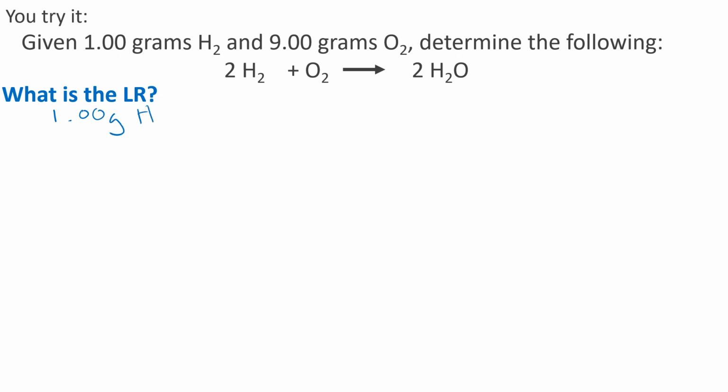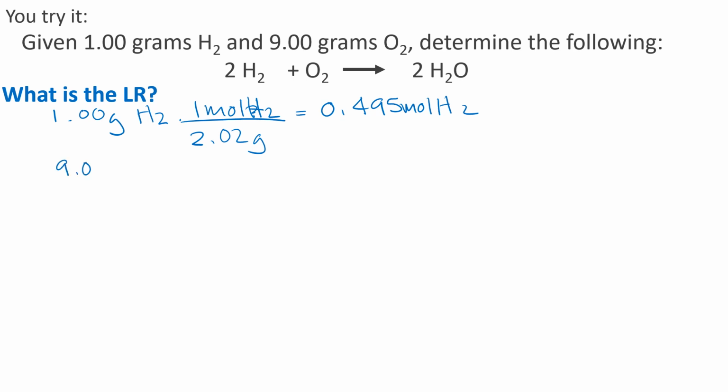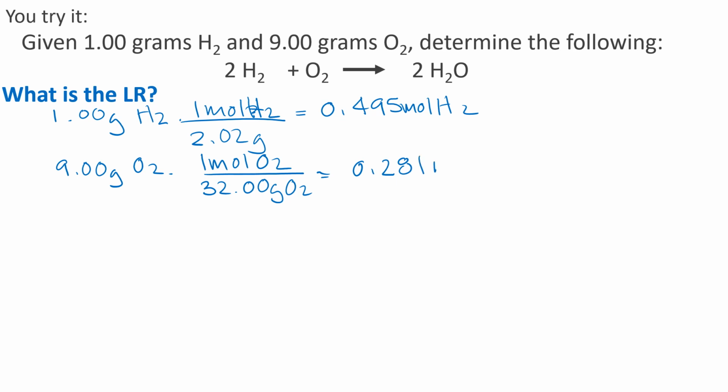1.00 grams of H2, 1 mole of H2 has a molar mass of 2.02 grams. That works out to be 0.495 moles of H2. For the O2, I have 9.00 grams of O2. 1 mole of O2 is 32.00 grams of O2, and that works out to be 0.281 moles of O2. Okay, once I get moles of both reactants, I'm going to pick one and convert it to the other.